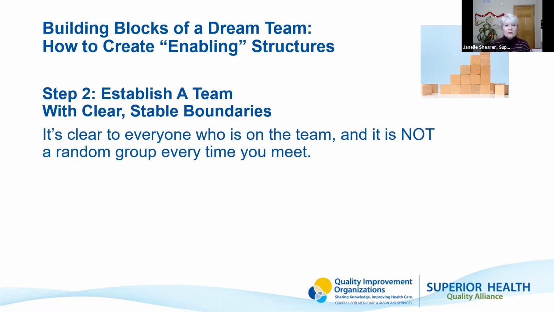The second block of enabling structures is to establish a team with clear, stable boundaries. So when I talk about stable, I'm talking about a team that routinely meets. So you regularly meet, and it's with the same group of people typically. So it's not random people coming in and out of the meeting. So the membership remains fairly consistent. So you get to know each other, you get to know how to work together, you know each other's strengths. So it's a constant group of people.